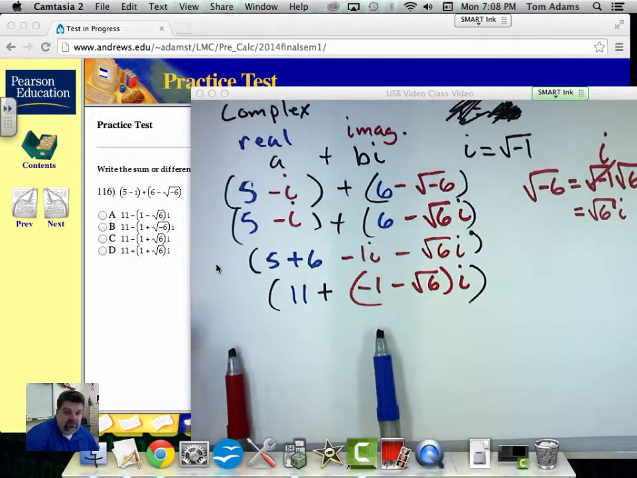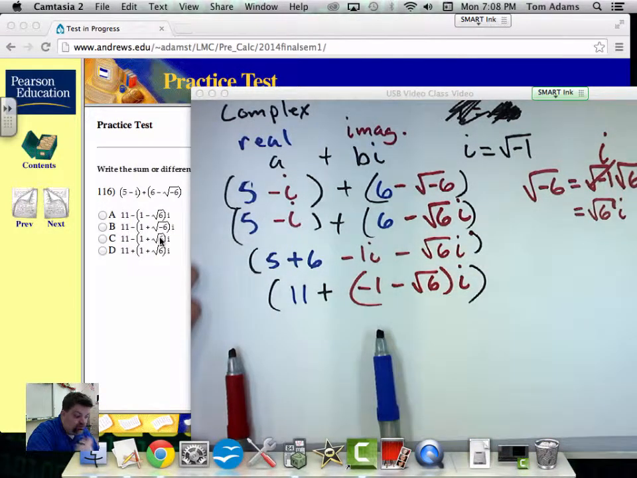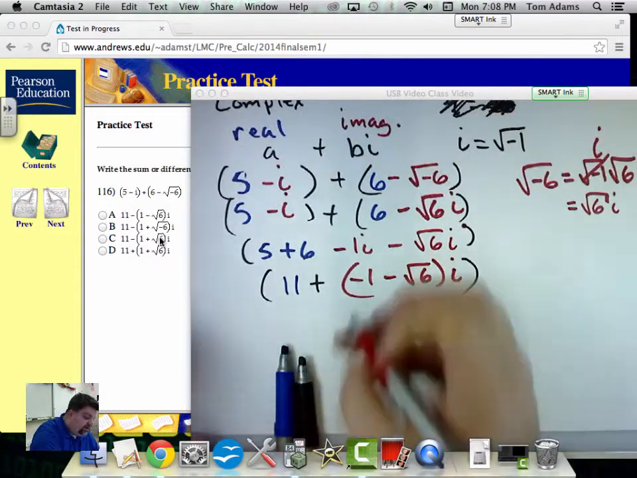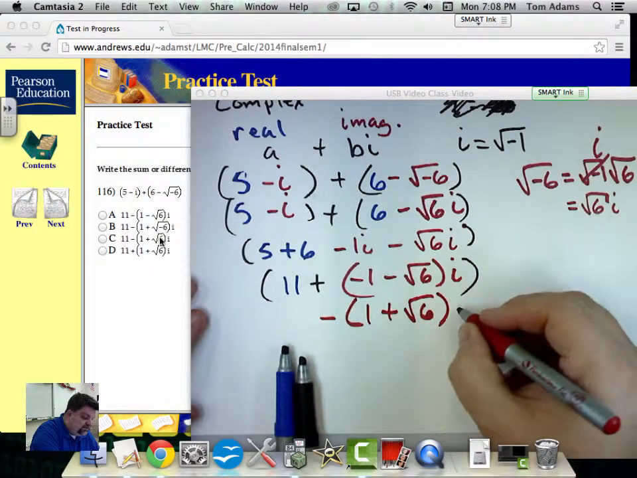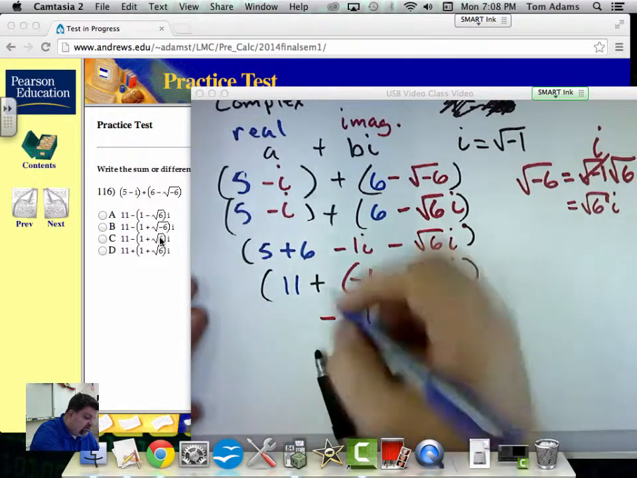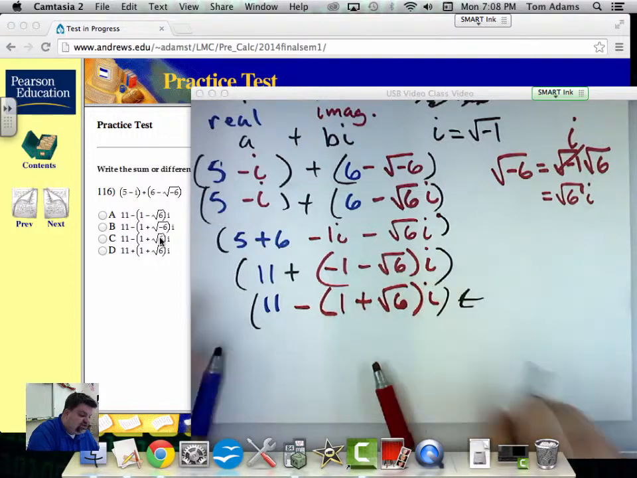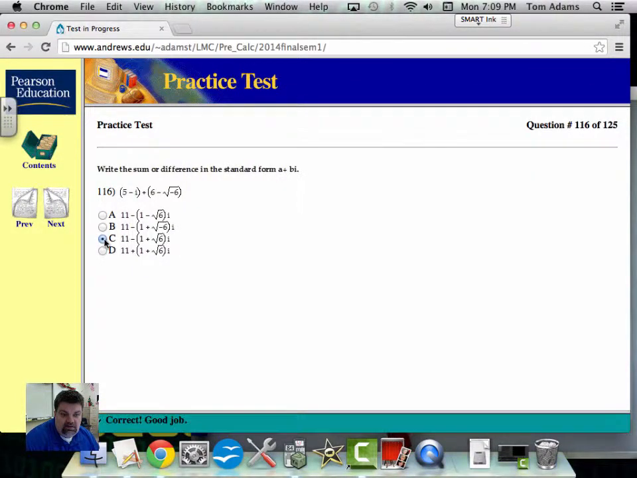Now, if you notice on my solutions, none of these have a negative 1 or a negative thing. So what I could do is pull out the negative 1 as well. So if I toss this negative to the front, I get negative, positive 1 plus the square root of 6 times i, and then we have 11 here. So I could say that this is my answer, 11 minus (1 plus the square root of 6) times i, which would be C, which is correct.